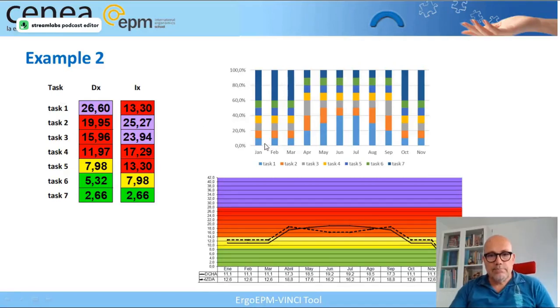And in the case that the person works every month, but the percentage of time dedicated to each of the tasks varies. For example, task 7 in this case, which is the lightest, he spends more time on in the months of January, February and March, or October and November, and less time in the months between April and September.